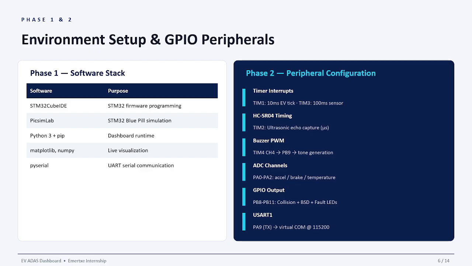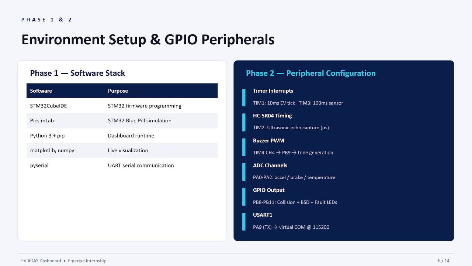Next, environment setup and GPIO peripherals. This slide explains the software tools and STM32 peripherals used in the project. In phase 1, I prepared the software development environment. STM32CubeIDE was used to write, compile, and debug the embedded C program. PixSimLab was used to simulate the STM32 Blue Pill board along with potentiometers, LEDs, ultrasonic sensors, and serial communication. Python 3 was used to build the dashboard application. The Matplotlib library creates graphics and gauges. NumPy performs mathematical operations, and PySerial receives UART data from the STM32.